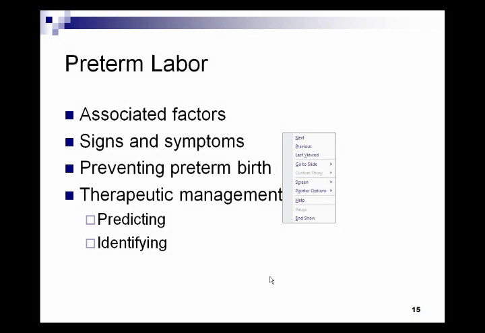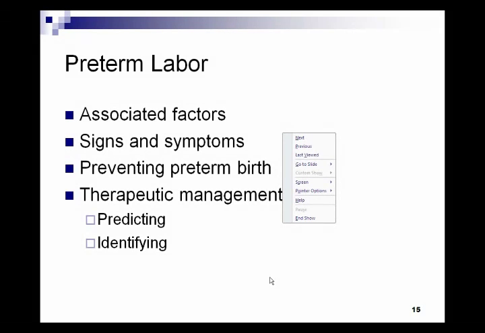We also want to make sure that they have adequate nutrition. So how can we predict preterm labor? Again, looking at risk factors. In one study, the most strongly associated risk factor would be a short cervical length that is less than 1 inch. And that is measured by transvaginal ultrasound.